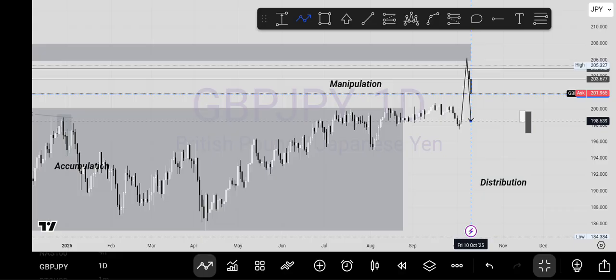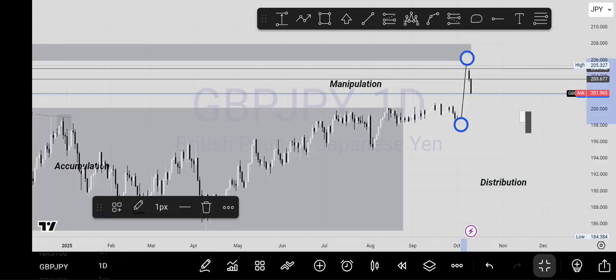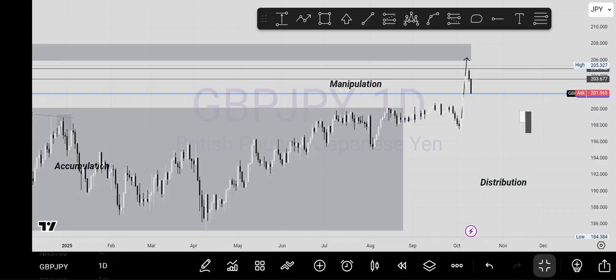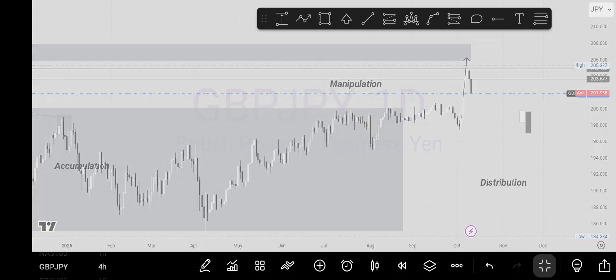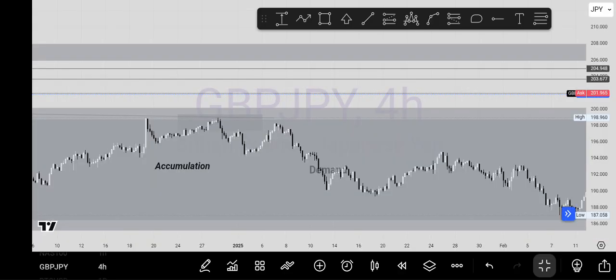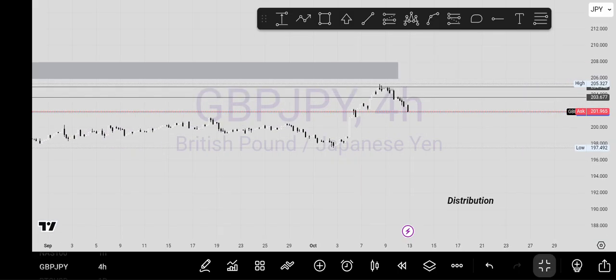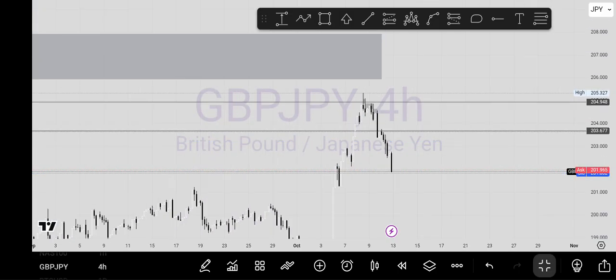So now what we are supposed to do is to confirm our entry points in the lower time frame. We are going to look at the 4-hour time frame, then the 1-hour, 15 minutes, and lastly the 5-minute time frame. So let us move to the 4-hour time frame. Right now we are in our 4-hour time frame.